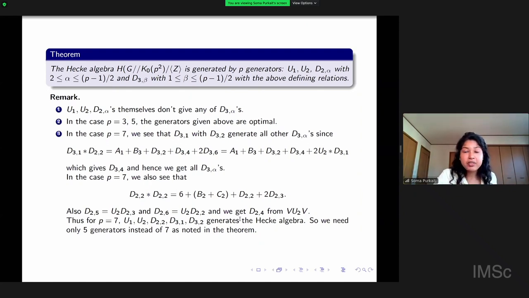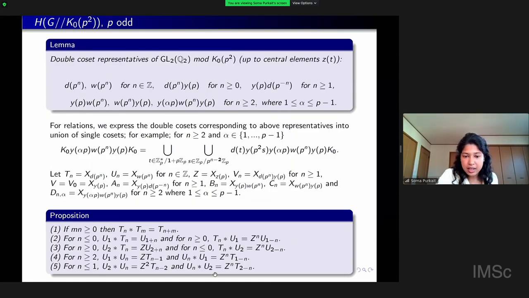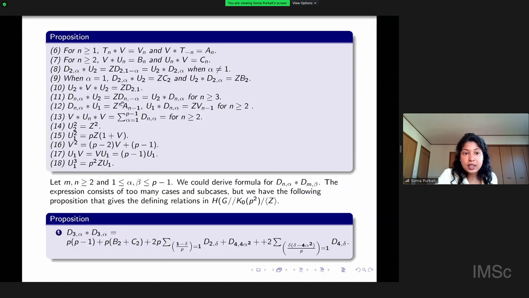So we have p generators, U1 and U2. U1, U2 gives us all the UNs and TNs, you see over here. So you can see that U1 and U2, for example, from number 5, gives us T1 and T minus 1. And then along with 1, I get all the TNs. And then along with 3 and 4, I get all the UNs. I also get, using U2, V is same as, again, coming from the U1, so number 15 over here. And U2 gives me D21.